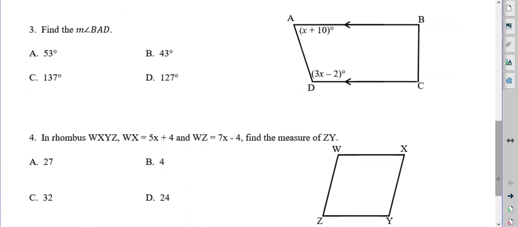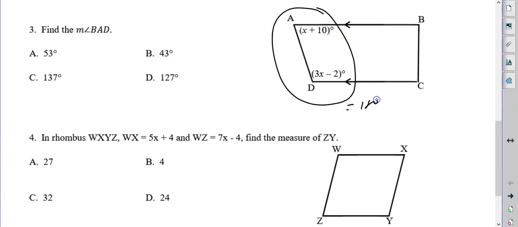All right, in a parallelogram, consecutive angles add up to 180. Just like these two, we don't know they're 90, but if they were, they'd be 180. So that means x plus 10 plus 3x minus 2 equals 180. 3x plus x is 4x. 10 minus 2 is 8. 180, subtract 8. 4x equals 172. And then you do 172 divided by 4, and you get 43.